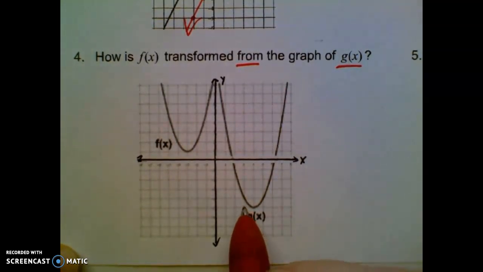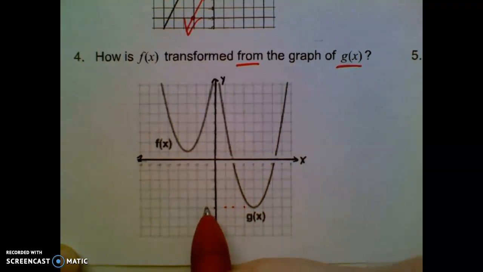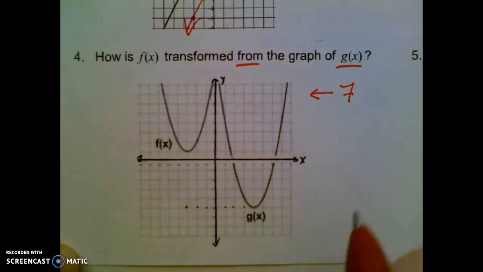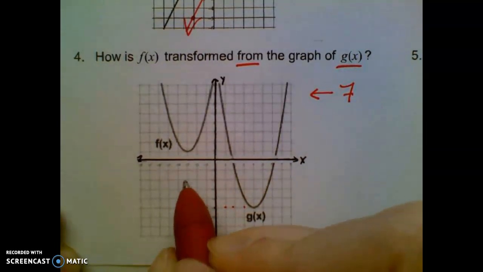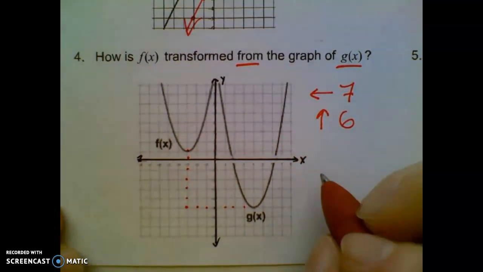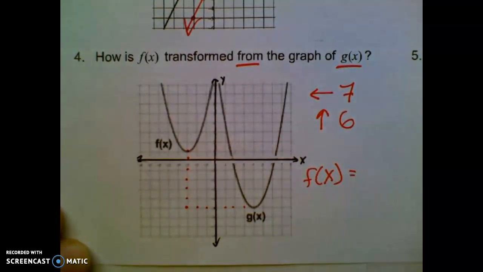So it went left 1, 2, and I'm just checking the vertex. That's the easiest point to check. So it went left 1, 2, 3, 4, 5, 6, 7. So it went left 7, and then it went up 1, 2, 3, 4, 5, 6. So it went up 6. So f of x is g of x, but it did stuff.